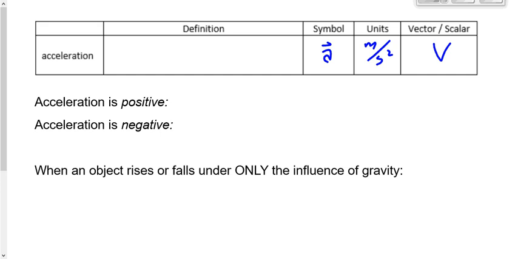Right? What's the other situation where we have a positive acceleration? Good, when we speed up in the positive direction. So in other words, if a rocket was taking off and going upwards, and it's speeding up as it goes upwards, then that's a positive acceleration.